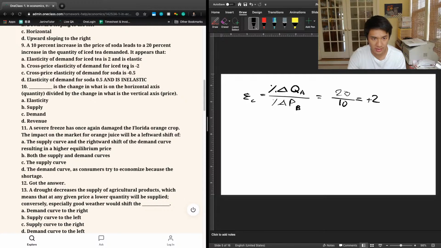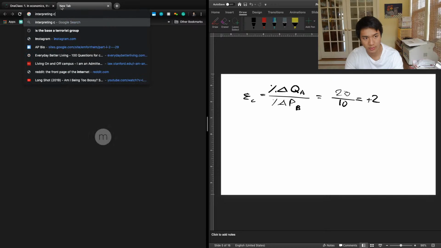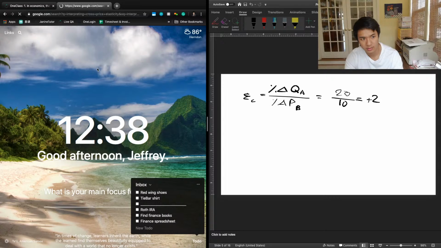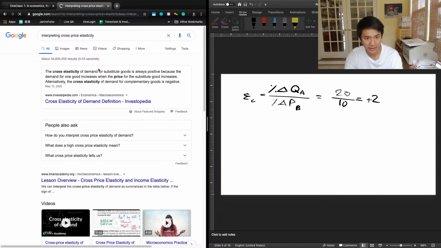Cross-price elasticity of demand for iced tea is -2, and that's the only issue I take with this. I don't believe it would be -2, because in this circumstance the price is going up and the quantity demanded is going up for a different good, which means that this is a substitute good, not a complementary good, right? And we can look at the interpretation of cross-price elasticity to also understand that good.